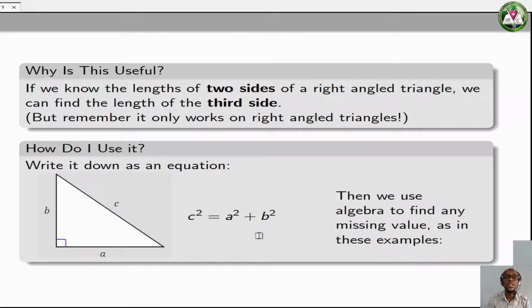We all know what C stands for. C stands for the side opposite angle 90 degrees, which is our hypotenuse, and is equated to the sum of the squares of the opposite side plus the square of the adjacent side. So first of all, you write it as an equation. Then we use algebra to find any missing value, as in these examples.